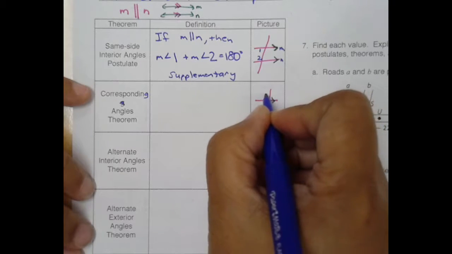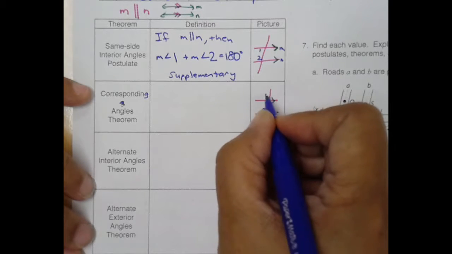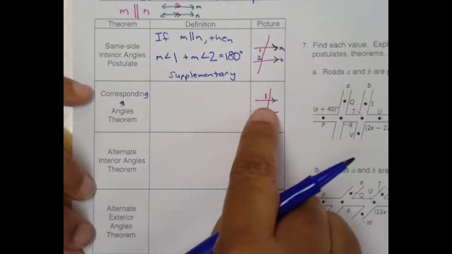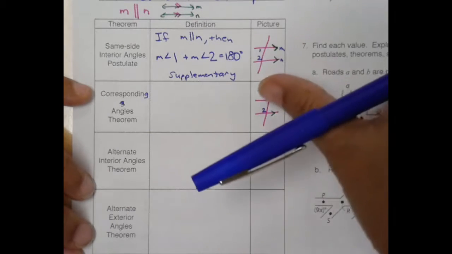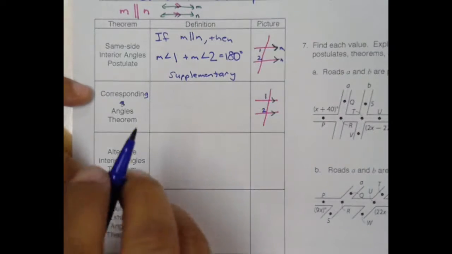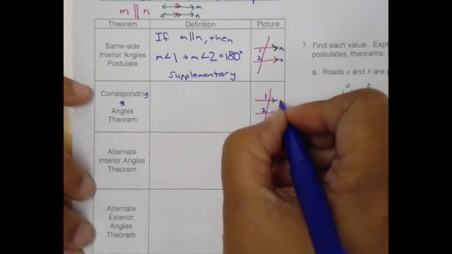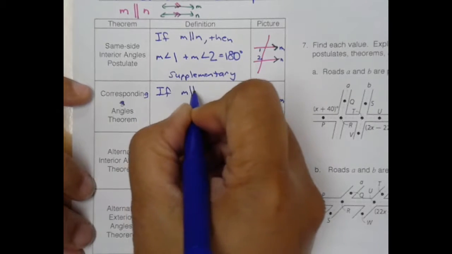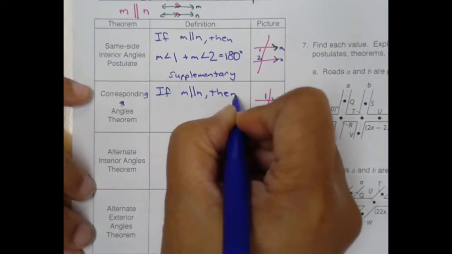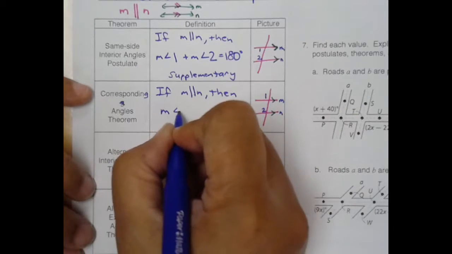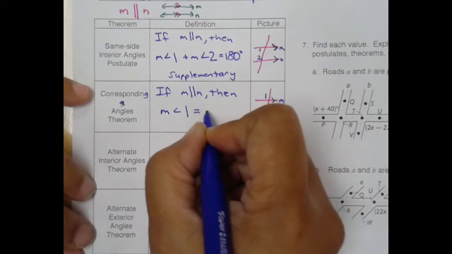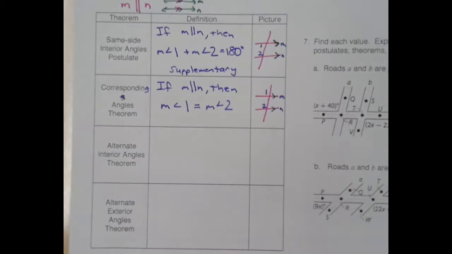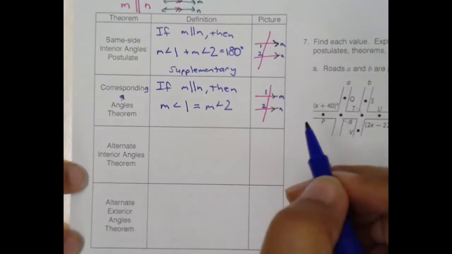So I'm just going to use this as an example, 1 and 2. These two right here are corresponding. They're exactly the same spot. If I look at that cross-section, it's the top left. If I look at this one, it's the top left. Okay. And what's special about corresponding? I'll go ahead and name these line M and N again. If M is parallel to N, then the measurement of angle 1 is actually equal to the measurement of angle 2. These angles are equal to each other. Okay? And that's only if they are parallel.